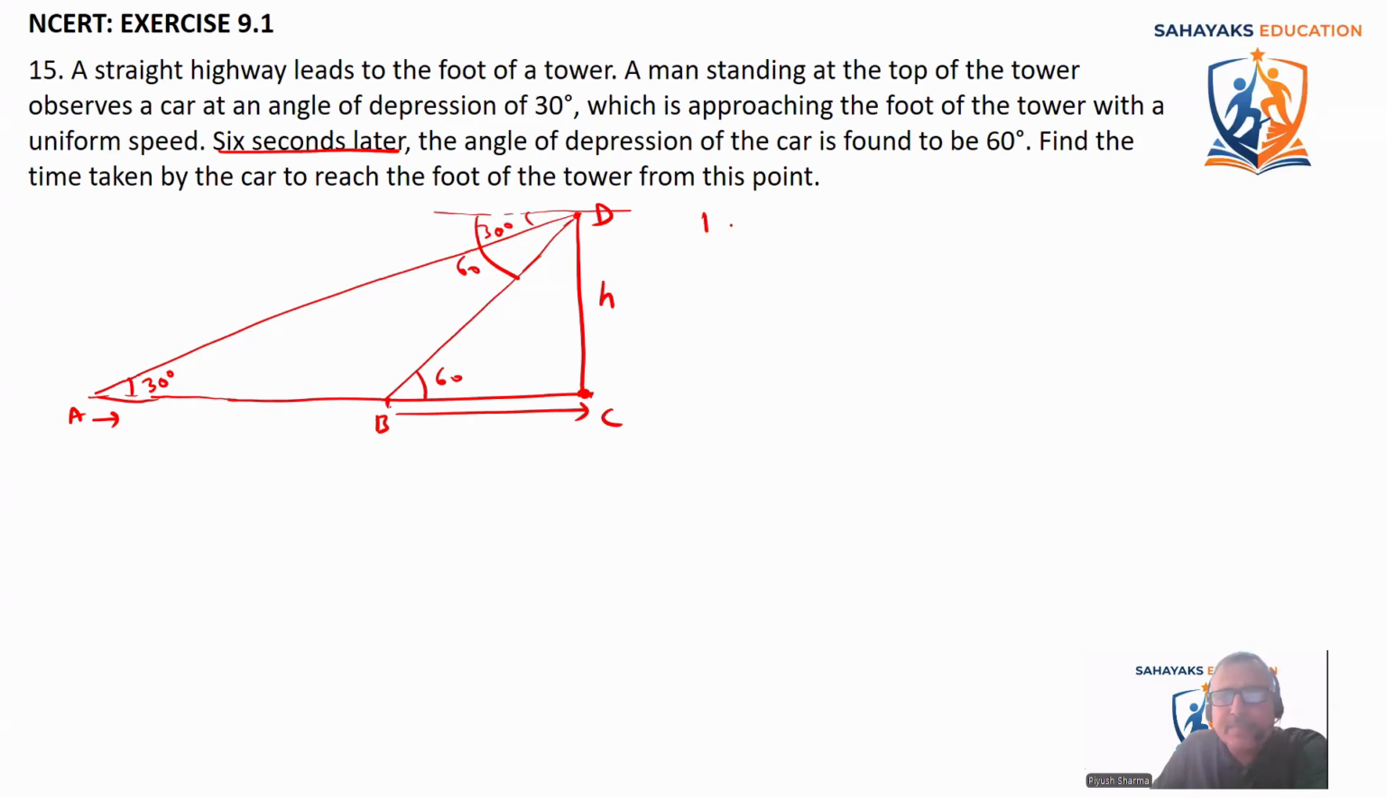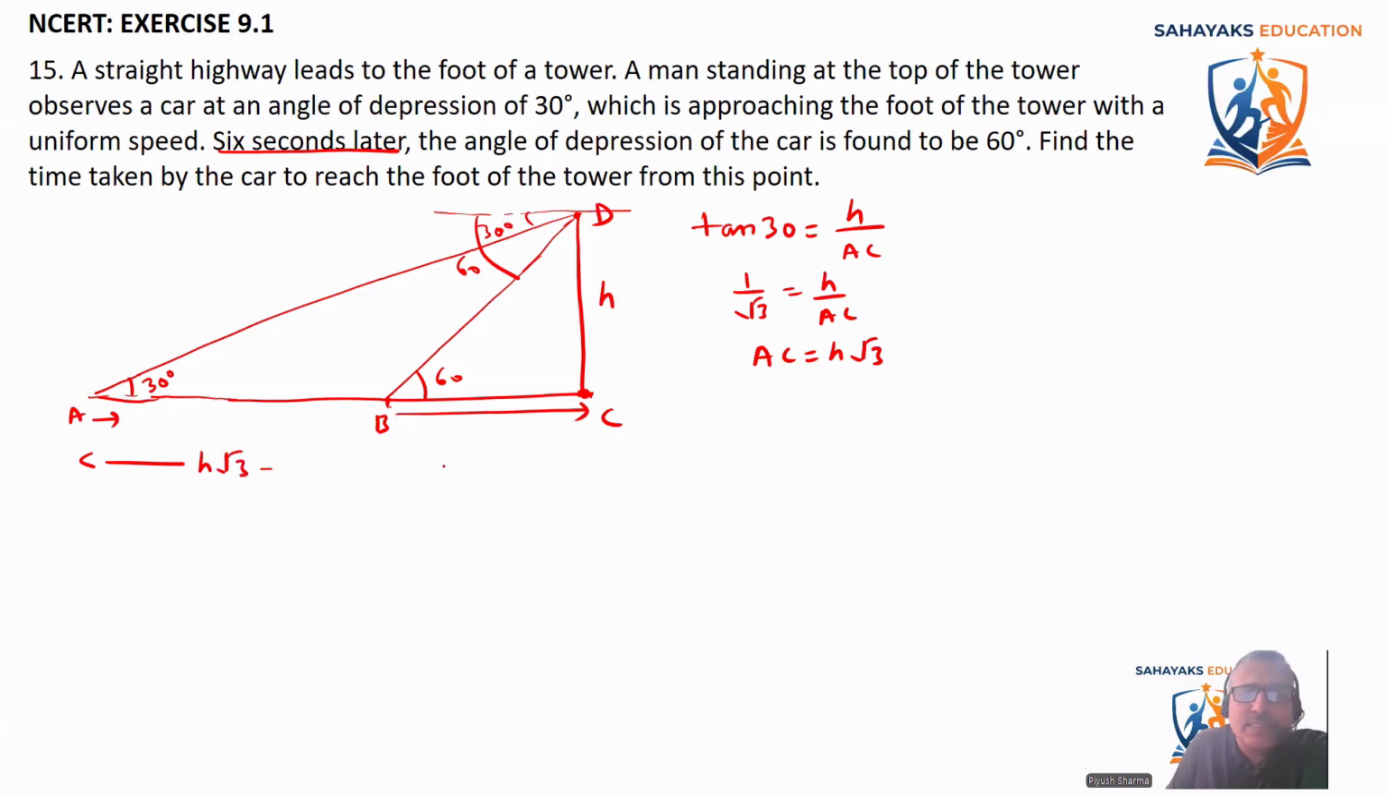So we'll say tan 30 is equal to h divided by AC. So tan 30 is 1 by root 3, which is equal to h divided by AC. So AC, the distance, is equal to h root 3. So this complete distance is h root 3.